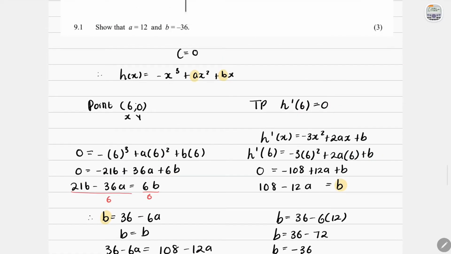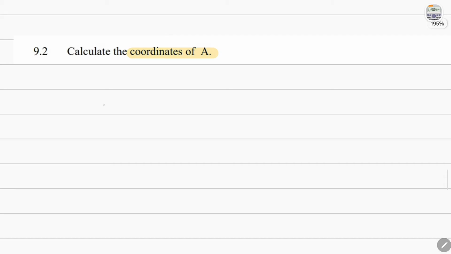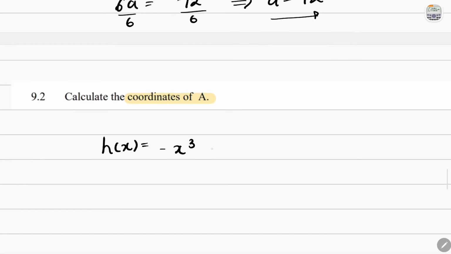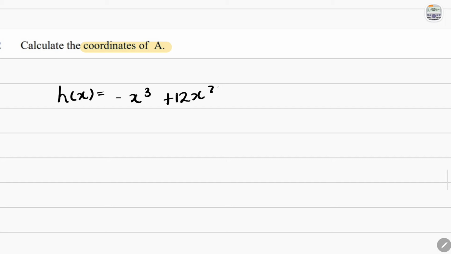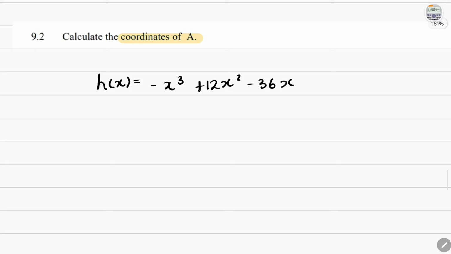Now that we have a and b, we can complete our equation. So our equation is now h of x is equal to negative x cubed, and then in place of a is 12, so there's positive 12x squared, and b is negative 36, so that's minus 36x. And now we can find the stationary points because a is one of the stationary points.